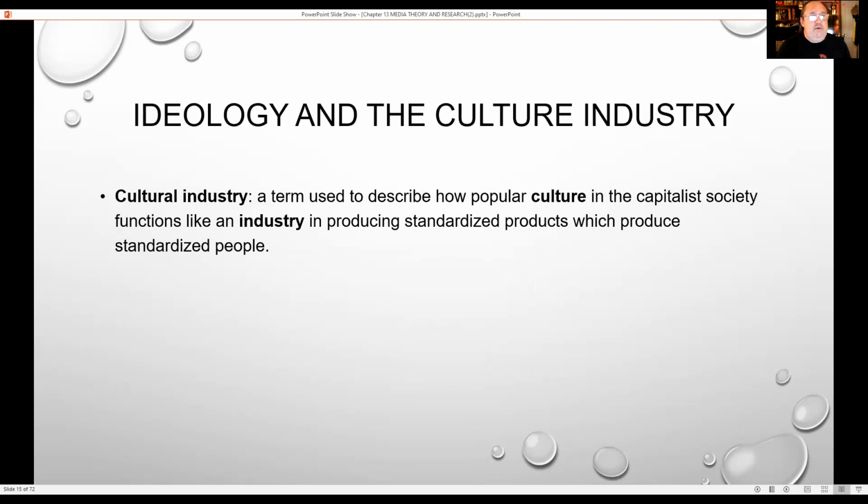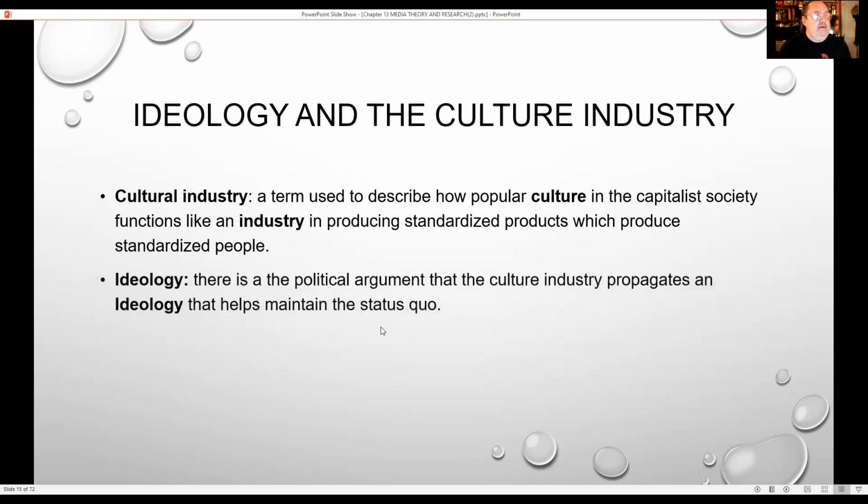The cultural industry is also a negative idea. By negative, I don't mean necessarily wrong. I just mean it's kind of a downer. It's a term used to describe how popular culture in a capitalist society functions like an industry, producing standardized products and standardized people. In ideology, there is a political argument that the cultural industry propagates an ideology that maintains the status quo and keeps the powerful in power.